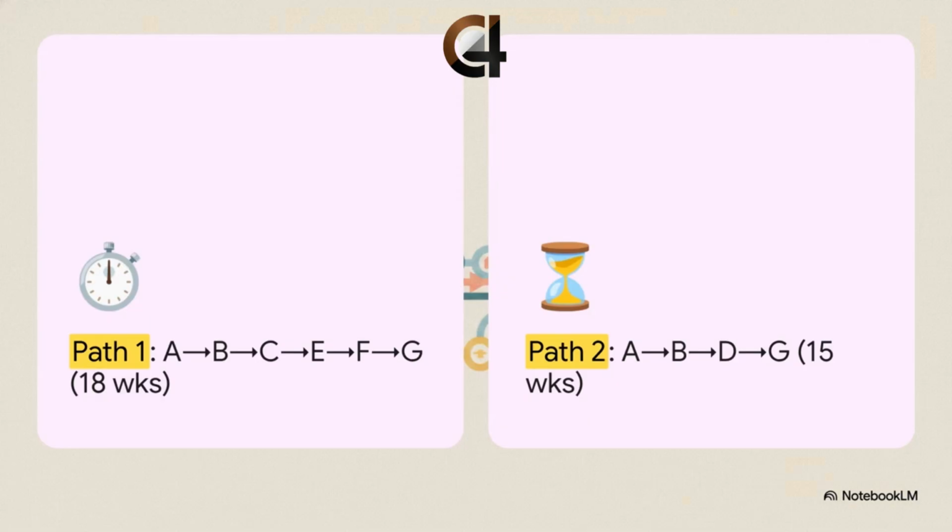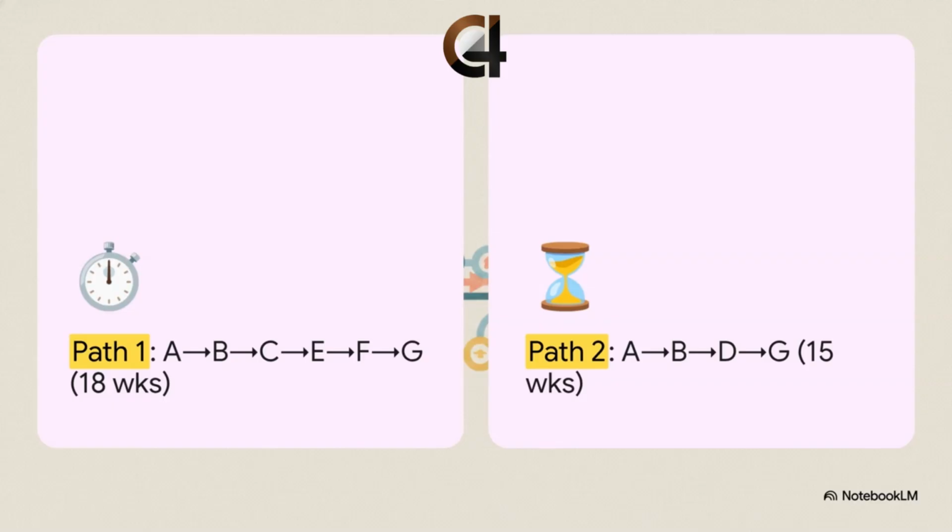To actually find the critical path, we have to pit our possible routes against each other. Based on our flow, we really have 2 ways to get from the start of the project to the finish. Path 1 follows that top route, activities A to B, then C, E, F, and finally G. If we add up the durations of those specific tasks, so that's 3 plus 4 plus 3 plus 4 plus 2 plus 2, we get a total of 18 weeks.